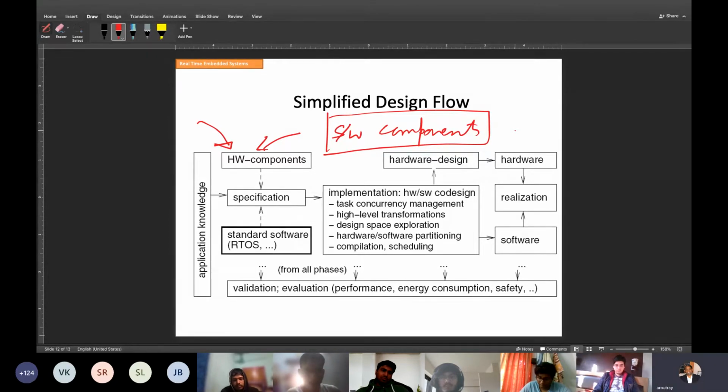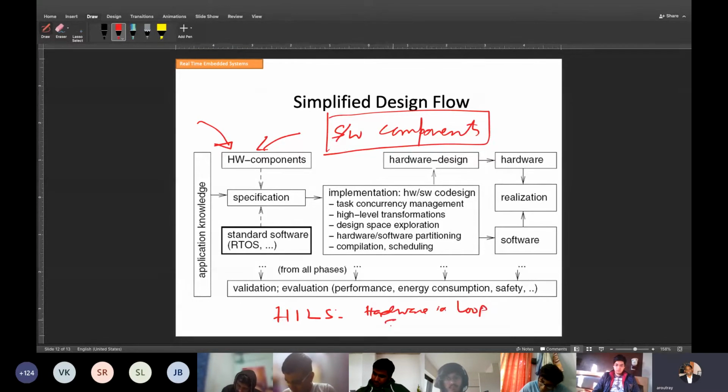There is something called HILS. Please write down HILS. It is called hardware in loop simulation. I'll talk about it in this class.